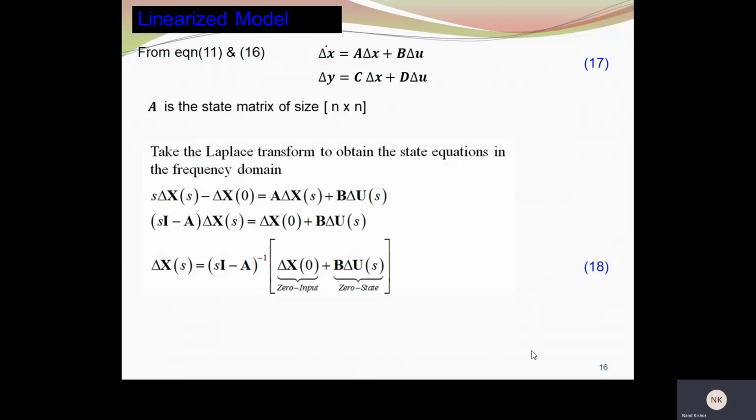Now from equations 11 and 16, we have the system dynamic response in the form of state space matrices here. Then we can also obtain the Laplace transform from these state equations so that we are able to analyze in the frequency domain. And thus, with the Laplace transform, we have it writing down. So thus delta x as a Laplace representation, we have it by equation 18 here.